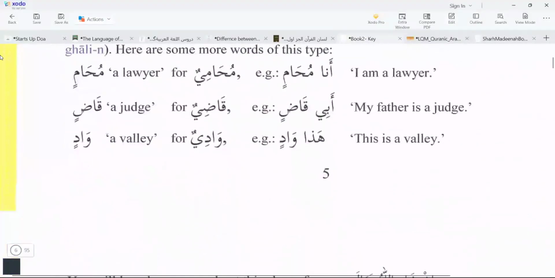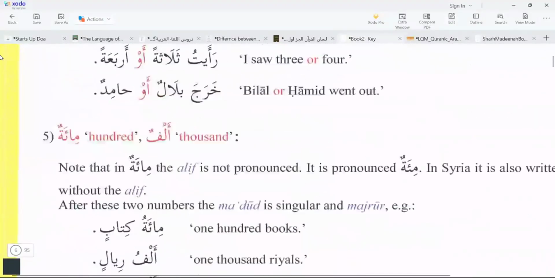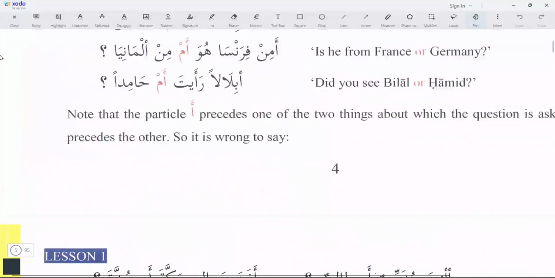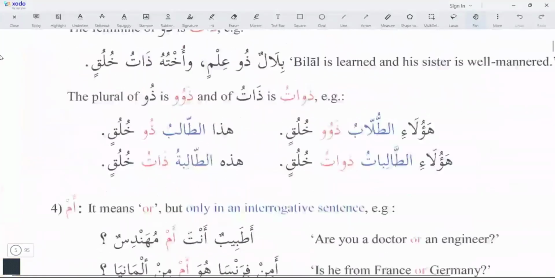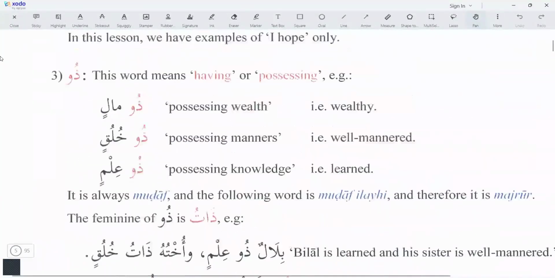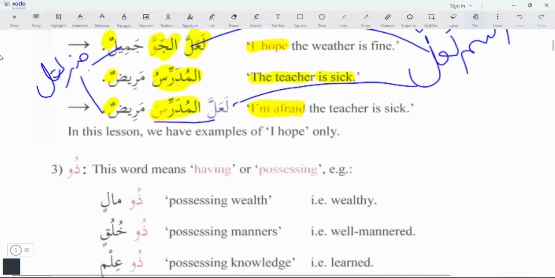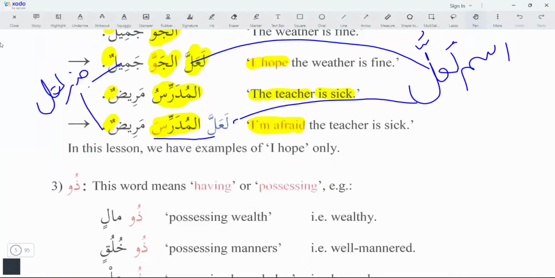Any of you have any question about today's lesson? No, sir, all clear. The other students? Any of you have any question about today's lesson? You can ask now. Tomorrow we will continue.